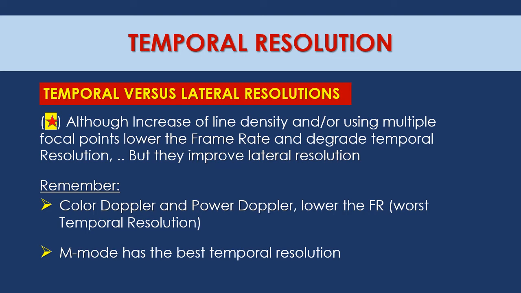And also we need to know something about the M mode. M mode has the best temporal resolution. But why? Because it's only one scan line. It's not multiple scan lines. It's not an image. It's one scan line as we keep pulsating through this scan line, and that's why it's the best temporal resolution.